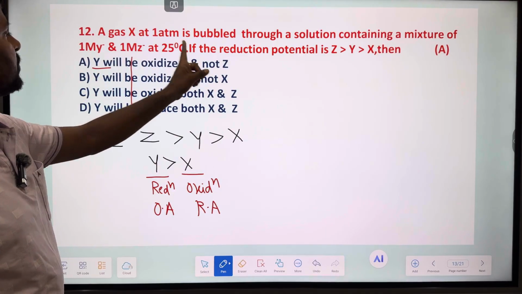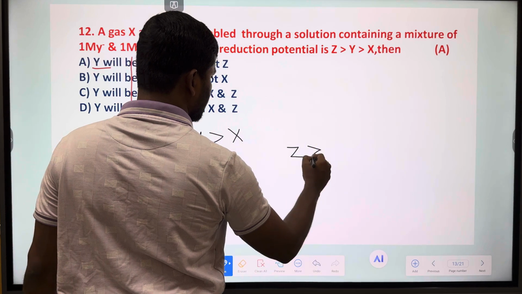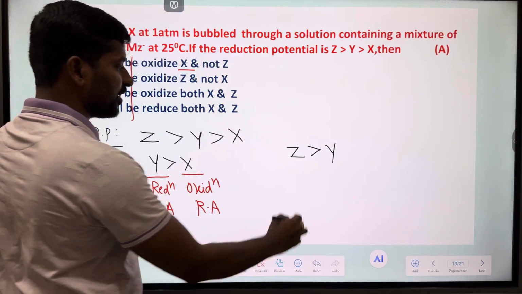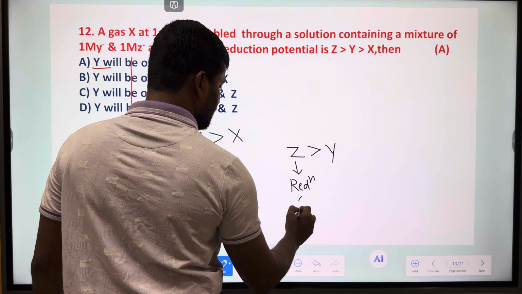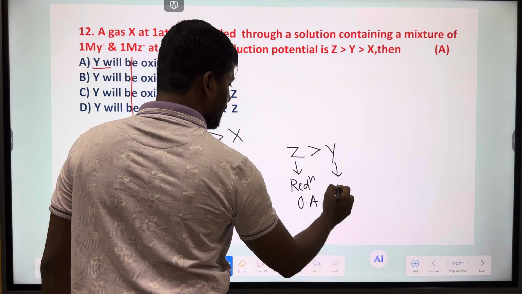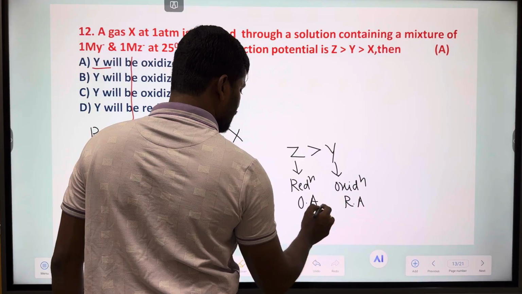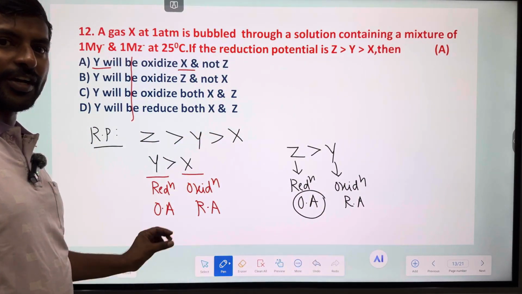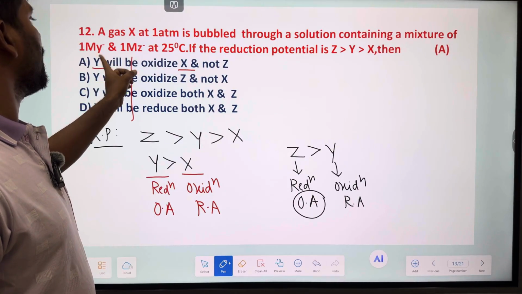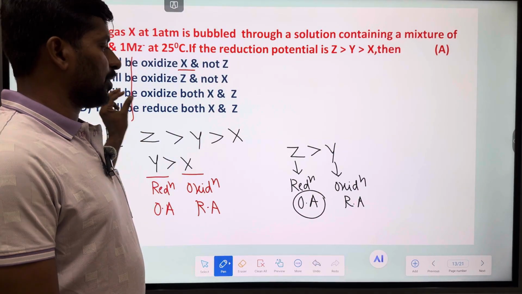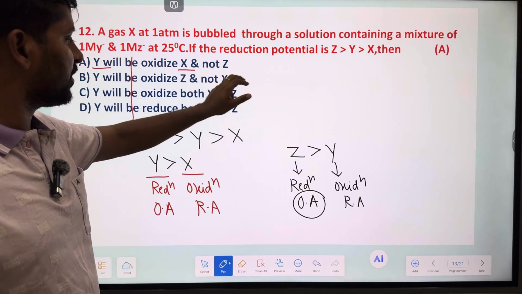Next, Y will not oxidize Z. If you compare Y and Z, Z is greater than Y, as given. So Z undergoes reduction, which means it acts as the oxidizing agent. Y undergoes oxidation, so it acts as the reducing agent. So Z is the oxidizing agent, and Z will oxidize Y. But what is given? Y cannot oxidize Z.